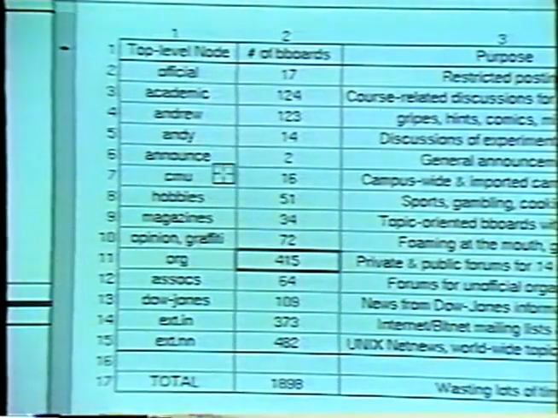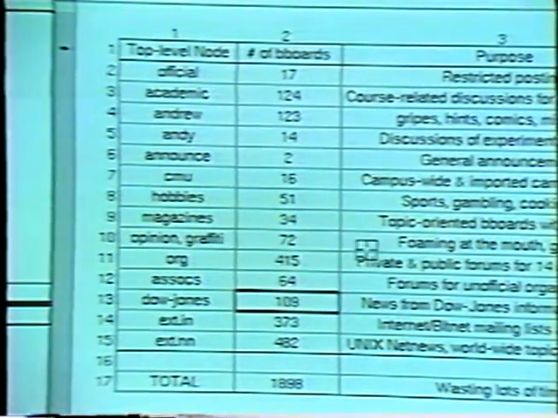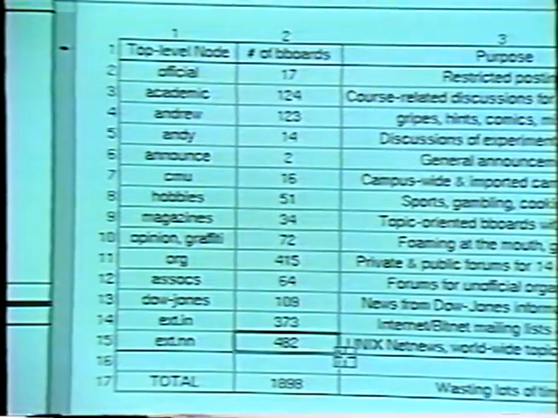In addition to these locally originating bulletin boards, we had the Dow Jones News and Information Service, which feeds into the Andrew Message System database and comprises 109 of the Carnegie Mellon bulletin boards. An additional 373 of the bulletin boards originate as internet mailing lists but are viewed on Andrew as bulletin boards. And finally, all of Unix Net News feeds into the system as nearly 500 additional bulletin boards. The total number of bulletin boards available at CMU as of May 1989 was nearly 1,900.